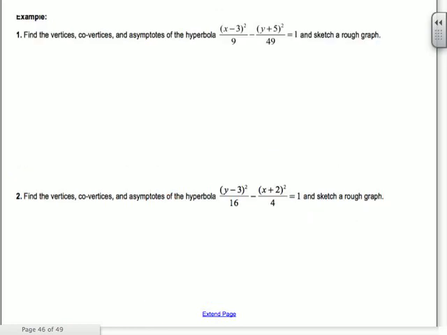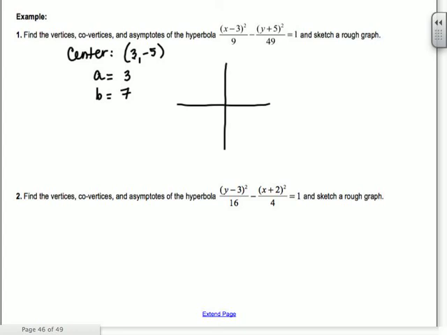Okay, let's try maybe 1 or 2 more. All right, so try to draw 1 and 2. So let's see. My center for number 1 is 3, -5. Do you guys see it? A is 3, B is 7. So I draw my center in: 3, -5.